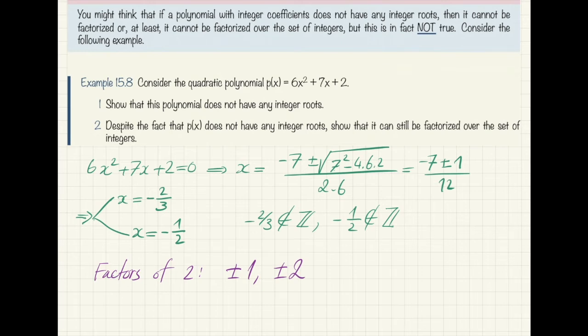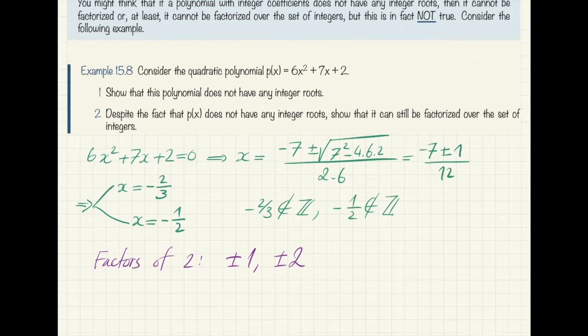Okay, now you see part 2 of the problem: despite the fact that p of x does not have any integer roots, show that it can still be factorized over the set of integers. This is the crucial point that I wanted to mention. You might think that because the roots are fractions, because the roots are rationals, not integers, there is no hope that this polynomial can be factorized over the set of integers. But this is a wrong impression, because you immediately see that this is doable in this case.